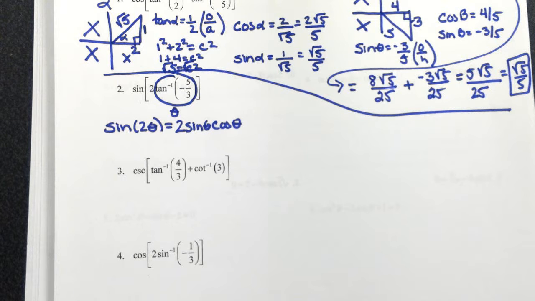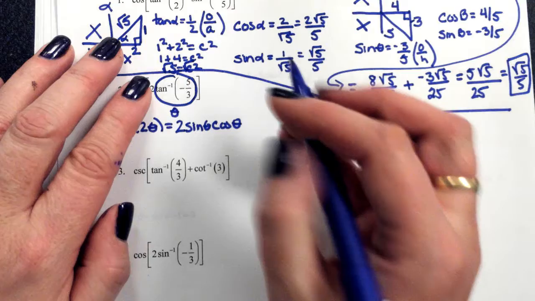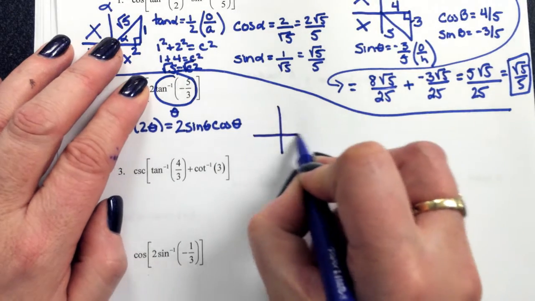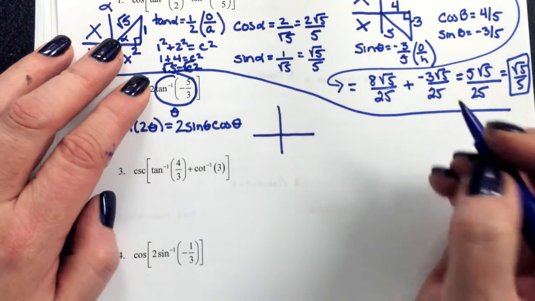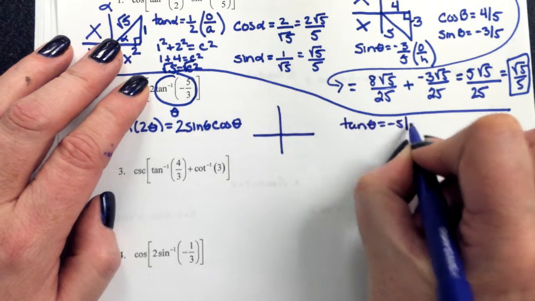The nice thing about the double angle is you don't have 2 different angles inside. You're just going to simply set up one reference triangle. So unlike the sum and difference where you do 2 separate ones, you only have to do one, because you only have one angle inside. So let's look at that inverse tangent of negative 5/3. So that's telling me that the tangent of theta is equal to negative 5/3.